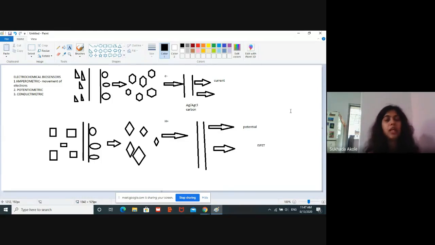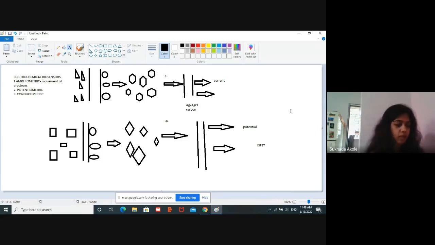And finally, we have conductimetric biosensors. Now, there are several biological reactions that bring changes in the ionic concentrations of the species, or changes in the ionic species themselves. Now, these ionic species alter the electrical conductivity of a material, which then can be measured.